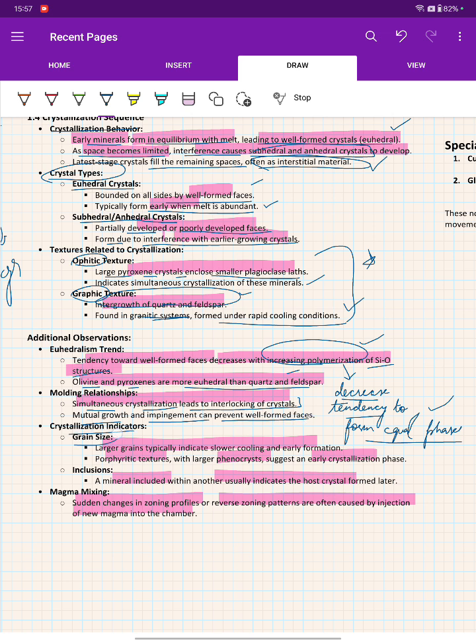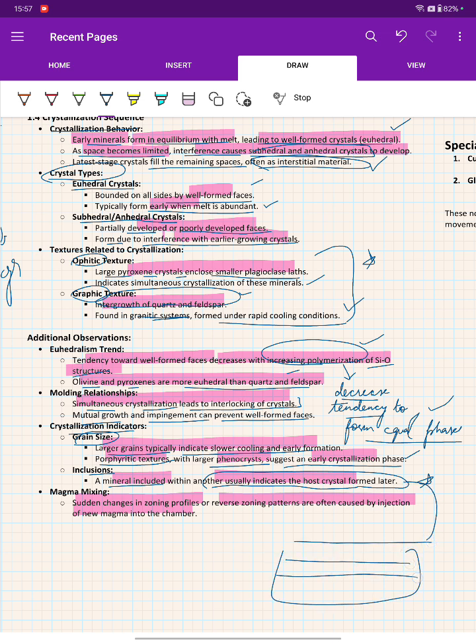Crystallization indicators. So grain size: large grain size typically indicates slow cooling and early formation. Porphyritic texture with larger phenocrysts suggests an early crystallization phase. Inclusions: a mineral included within another usually indicates the host crystal formed later. That is a point that you need to know. Whenever there is an inclusion, it typically means that the host crystal has formed later.